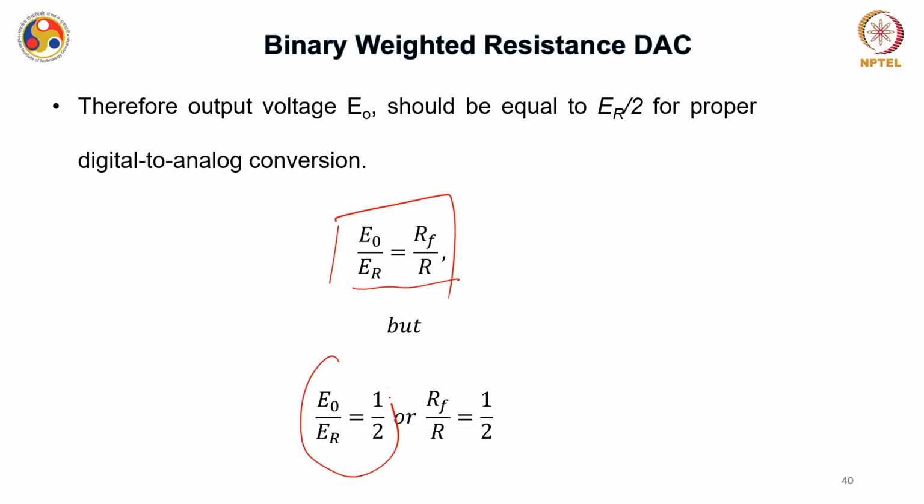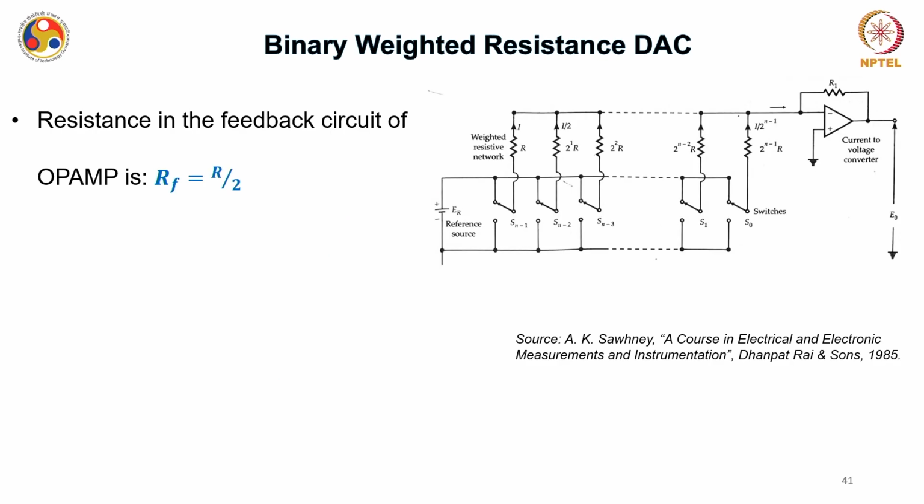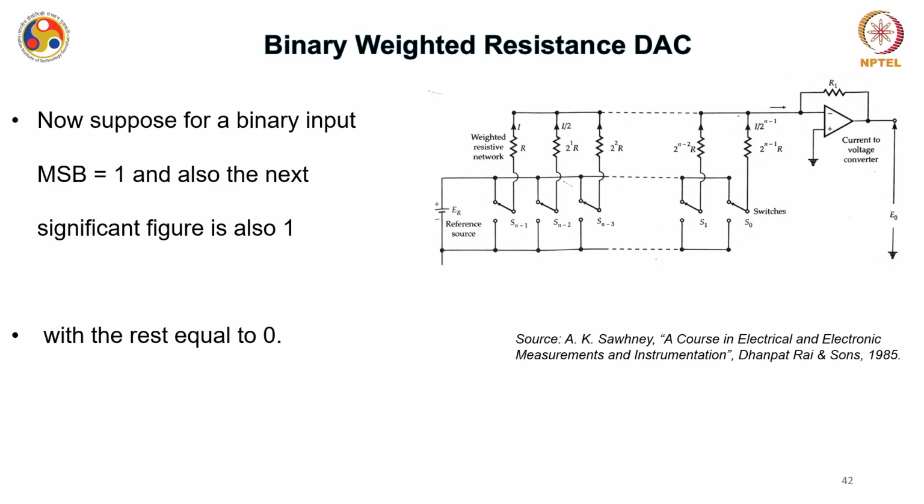Now E0 by ER is 1 by 2, that is one of the requirements, because this 2 comes from wanting binary weighted resistance. If it were say 1 by 3, you may not get the binary weighted resistance. So E0 by ER is equal to 1 by 2, and since this is equal to RF by R, RF by R is also equal to 1 by 2. Again, I am not using the sign convention, just the magnitude values. It means that the feedback resistor of the op-amp is basically half of the resistance R.